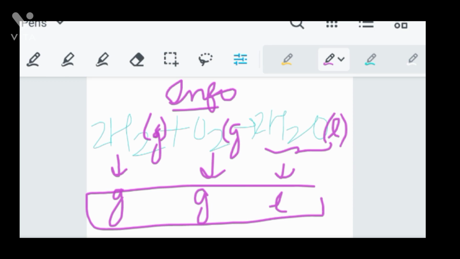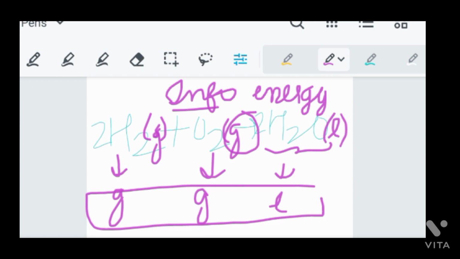Sometimes your equation requires a specific energy, especially in decomposition reactions, which we are going to discuss in our next sessions. So on the arrow, you can mention how much energy or how much temperature they need to perform certain reactions. So this was all about balancing a chemical equation. Hope you understand.